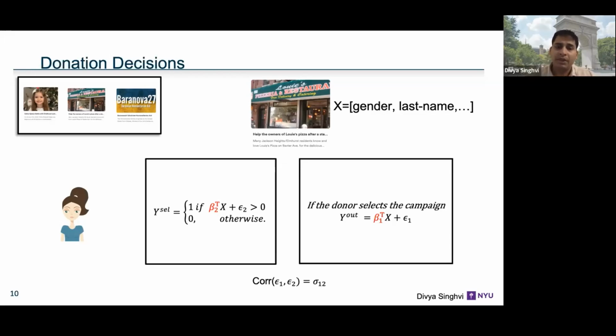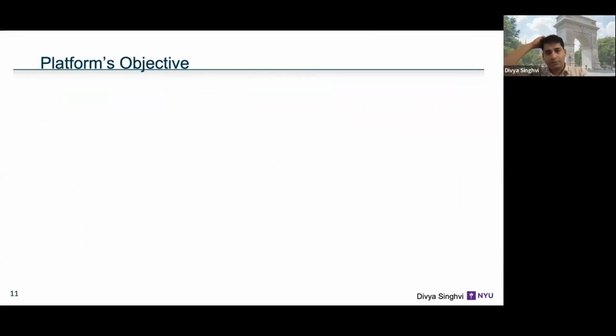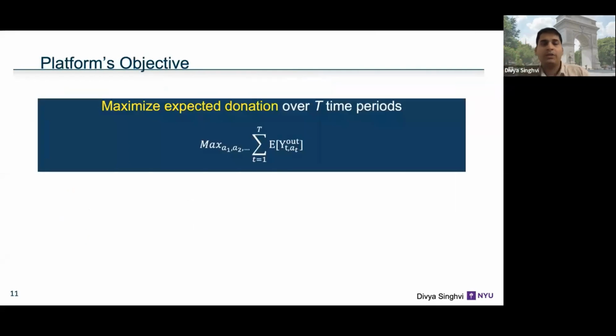Okay, so we have formulated both decisions. The next thing to think about is what is the platform really trying to do here, and what is the platform's objective. Now, in terms of platform's objective, we consider maximizing expected donations over T time intervals. And that's given by maximizing A1 to AT. A1 to AT are basically recommendation decisions. Y outcome, which is represented here at time T, is basically the expected donation that you'll observe under recommendation AT.